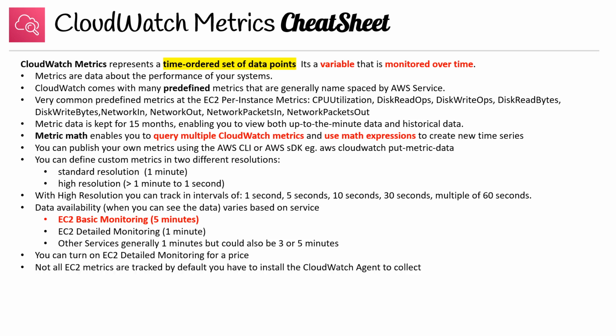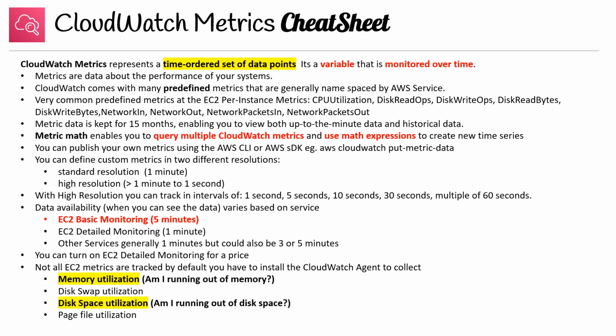Not all EC2 metrics are tracked by default, and you'll have to install the CloudWatch agent to collect those metrics. So memory utilization, disk swap, space utilization, page file utilization. I just really want to point out the two, memory and disk. So am I running out of memory? Am I running out of disk space? You will need the CloudWatch agent to collect that information. So there you go.